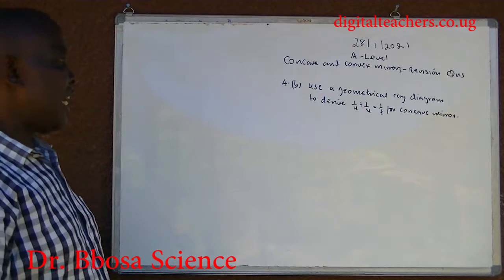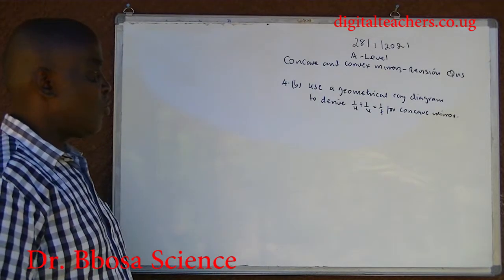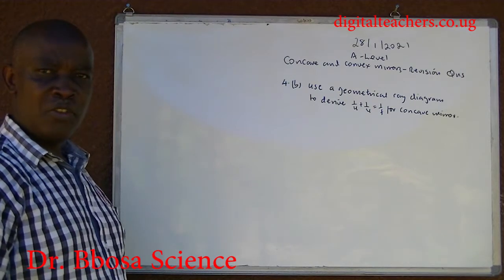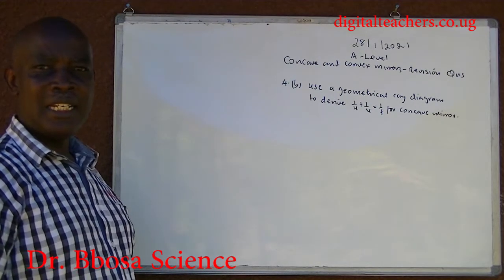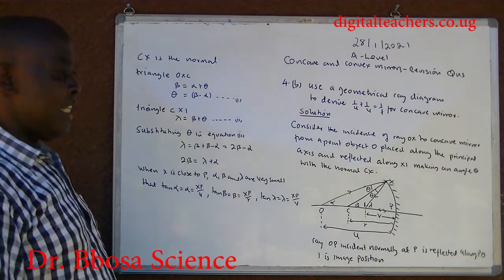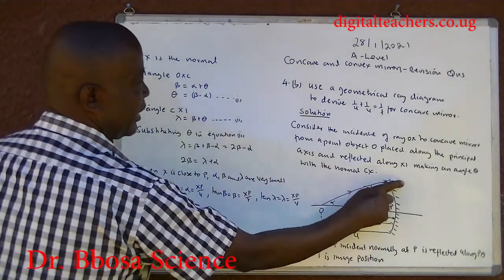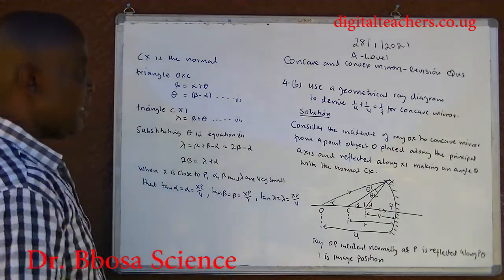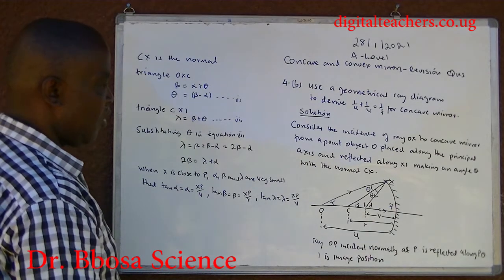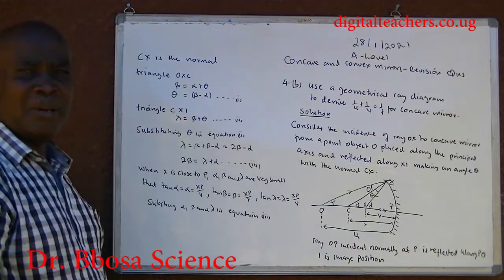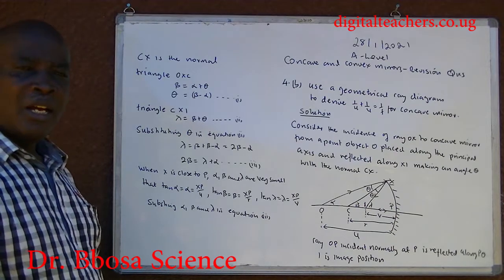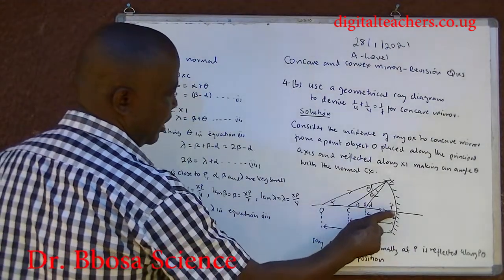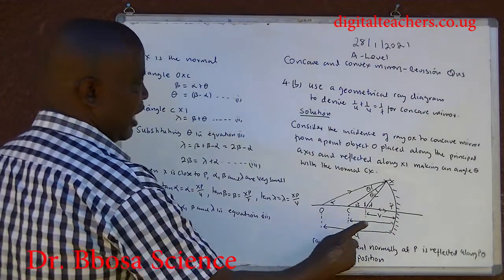4B, use a geometrical ray diagram to derive 1 over u plus 1 over v is equal to 1 over f for a concave mirror. You can pause and answer. Consider the incidence of a ray OX on the curved mirror from a point object O placed along the principal axis and reflected along XI. Remember that all normals to the mirror pass through the center of curvature C. See, the ray OP incident normally at P is reflected along PO.